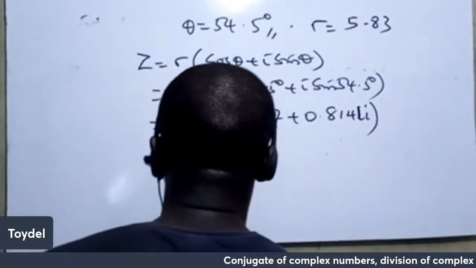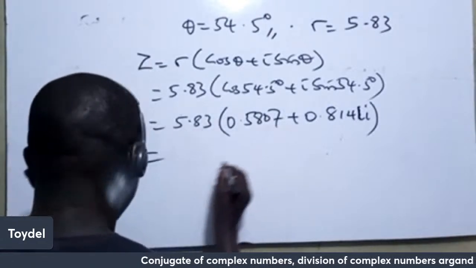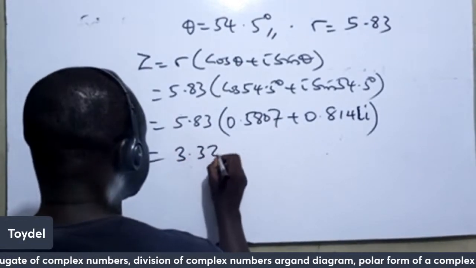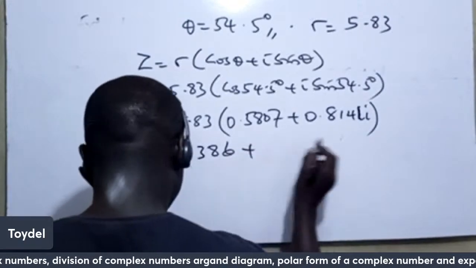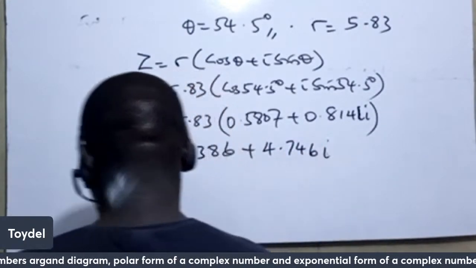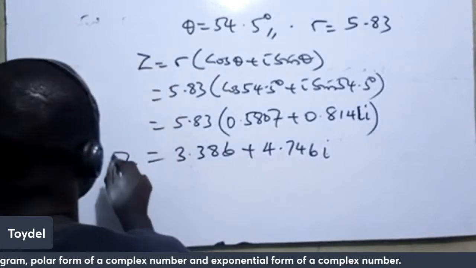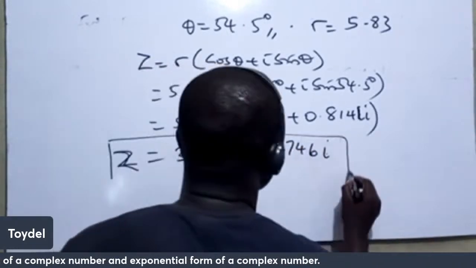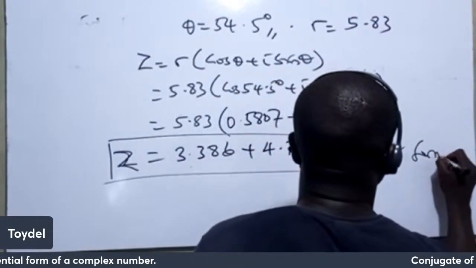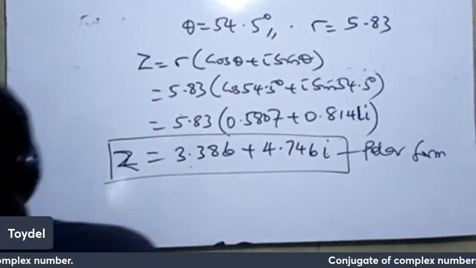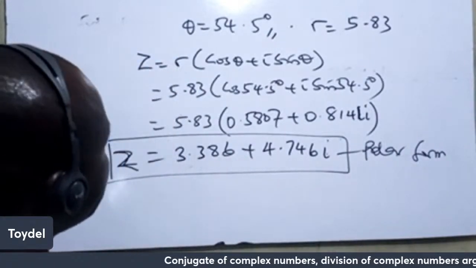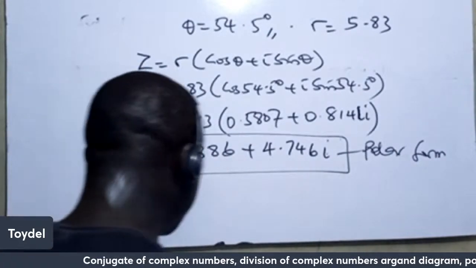So if we expand this to multiply, we are going to get 3.386 plus, when we expand that, 4.746i. So this will represent the polar form of the given question, from the standard form that we are given. Then, but we have to find the polar and the exponential form. So how do we get the exponential form?